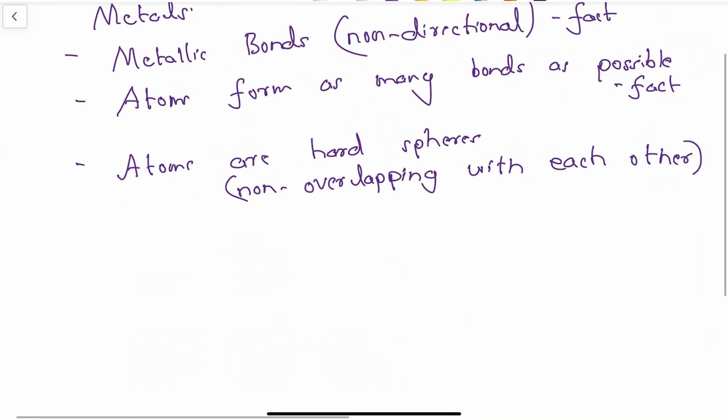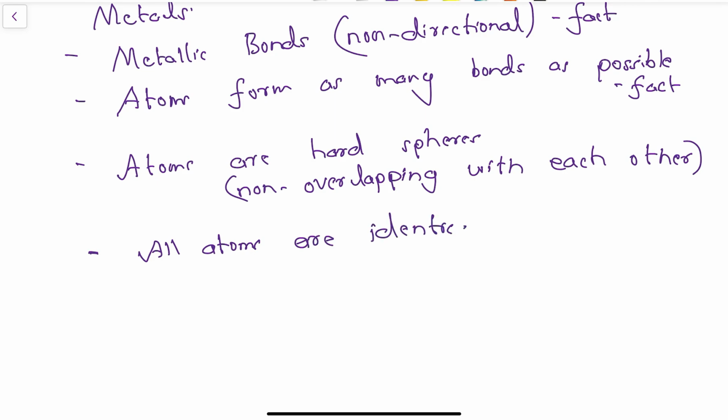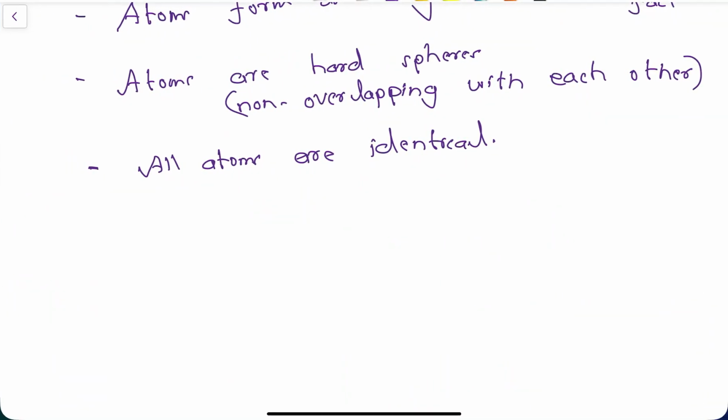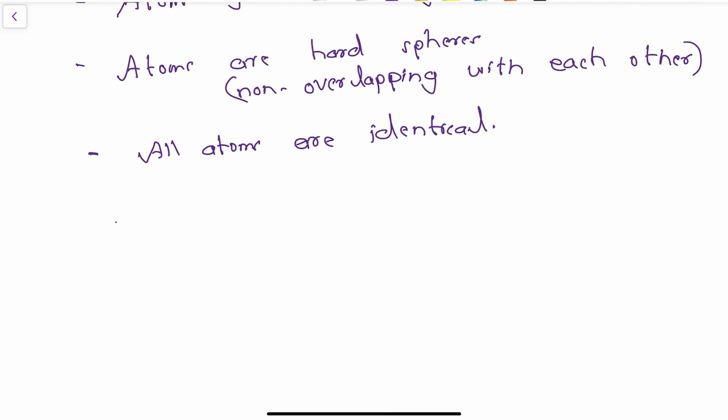Another point we need to keep in mind is that, for example, in a metal or an element, all atoms are identical. So you can assume these to be equal hard spheres. Based upon this, we will look at the idea of close packing of hard spheres. So this is how you are going to visualize the structure of metals.